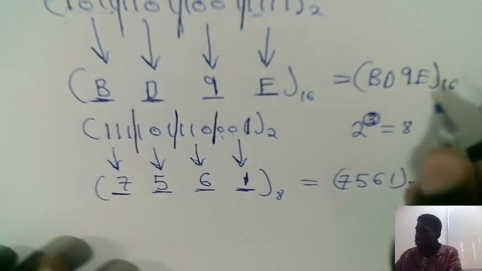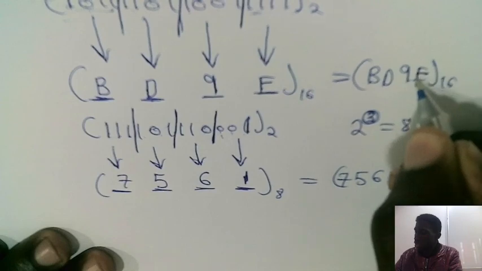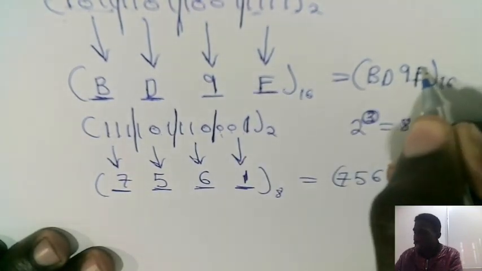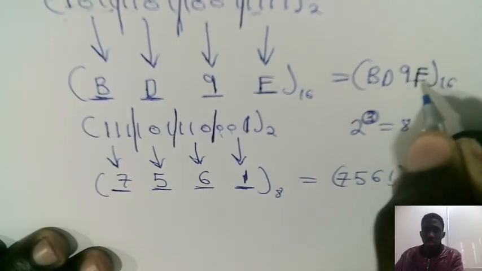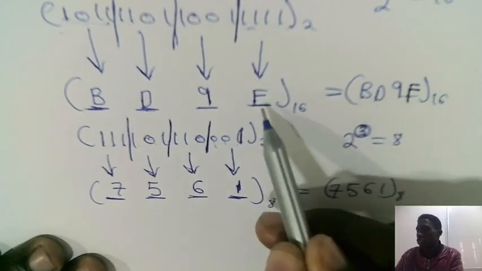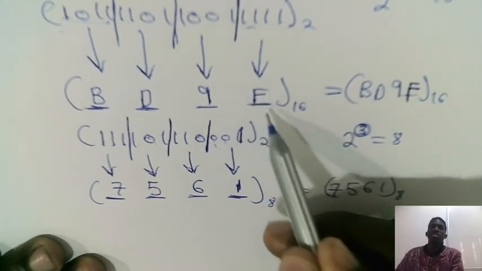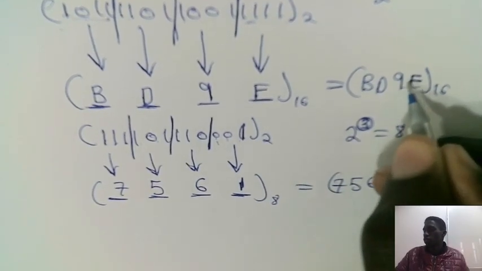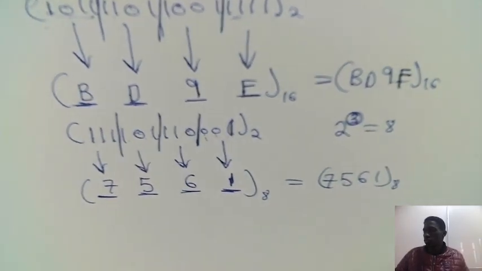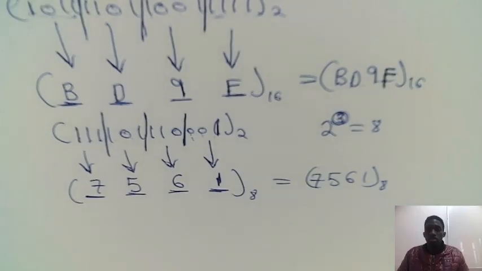Okay, so I think this is supposed to be F, not E. F, B, D, F. This is F, actually, not E. So it's BDF in base 16 because we got an F. I thought it was E because of the dash, but it's BD9F in base 16 for that example. So we're seeing how to convert from base 2 to base 16 and also to base 8. Let's see what our next example holds.